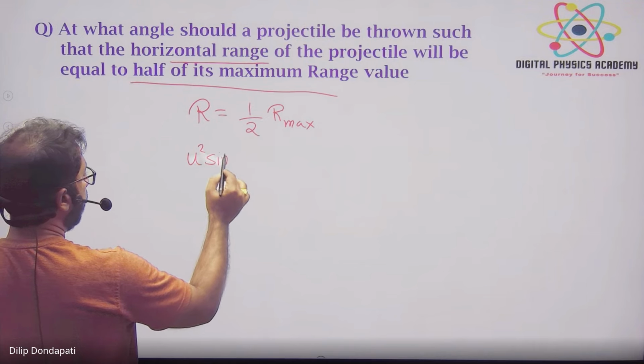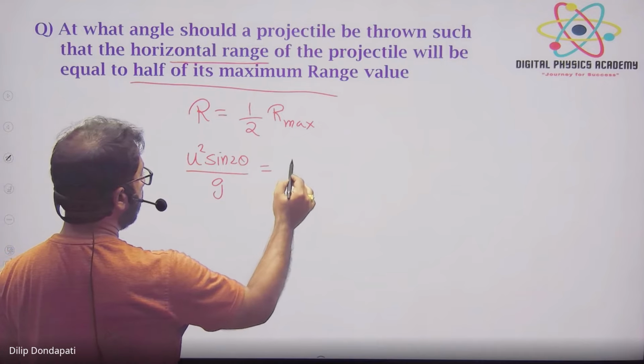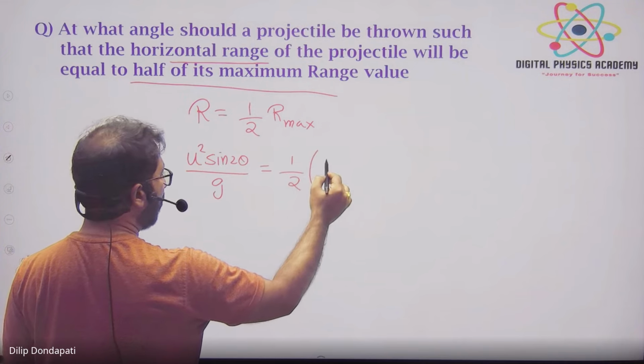4h U cot square theta sin 2 theta by g. So why can't we use 4h cot theta? h को लेके क्या करेगा? You can cancel the h from R max and R. R max का फॉर्मूला इज व्हाट? 4h. So if I'm getting u square sin 2 theta by g, cot inverse 1 by 2.